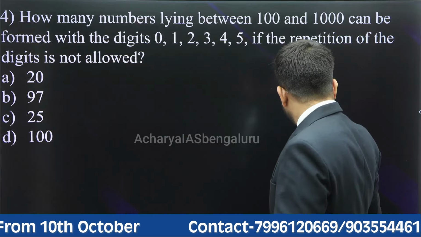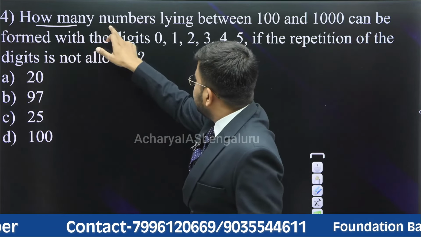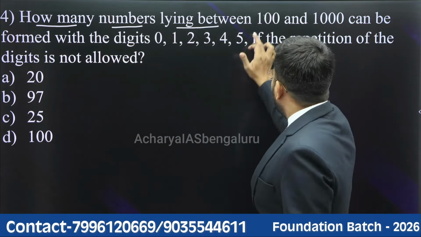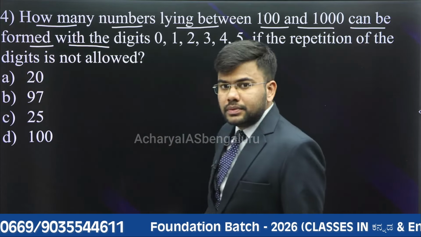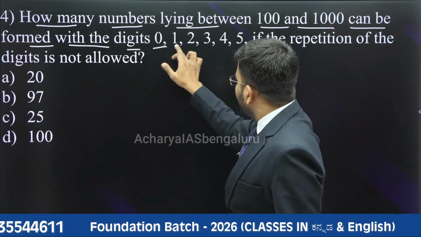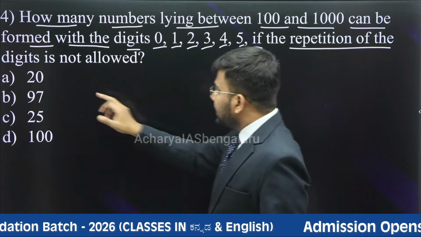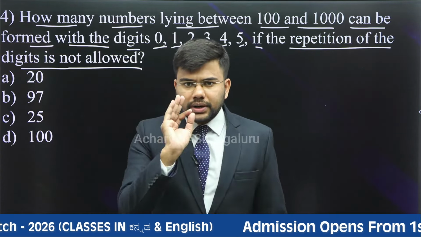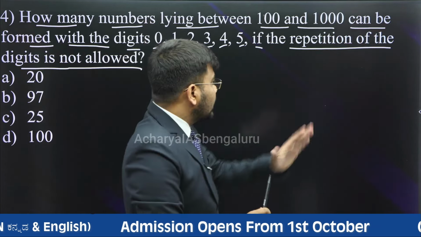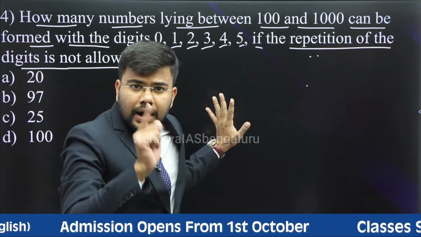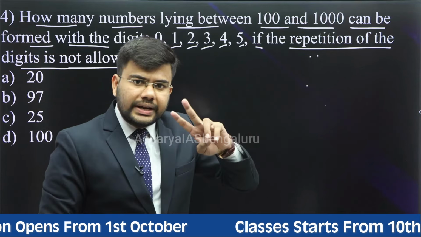Fourth question, try to solve it. How many numbers lying between 100 and 1000 can be formed with the digits 0, 1, 2, 3, 4, 5 if the repetition of the digits is not allowed? Again I am telling, in the first type of questions, in the data itself they will give that repetition of the digits is not allowed. If they give that repetition of the digits is allowed, both types we are solving here.